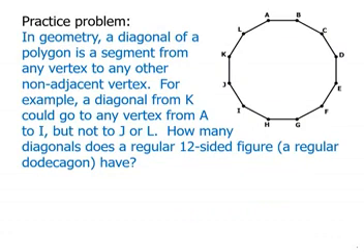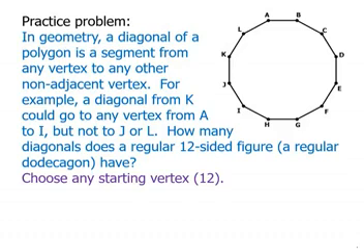Here's a practice problem. Pause the video and then we'll talk about this. Okay. In geometry, a diagonal of a polygon is a segment from any vertex to any non-adjacent vertex. For example, a diagonal from K could go to any vertex from A to I, but it could not go from J to L, because obviously there's a side going from K to L and K to J. How many diagonals does a regular 12-sided figure have, a regular dodecagon?